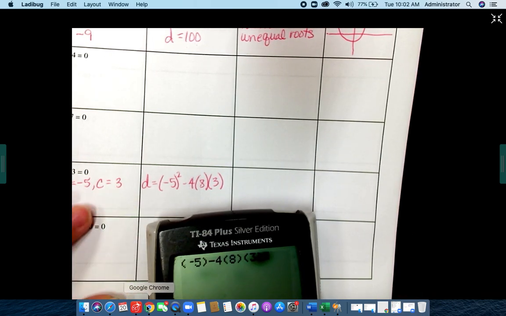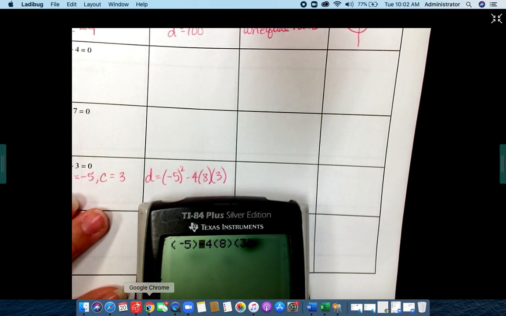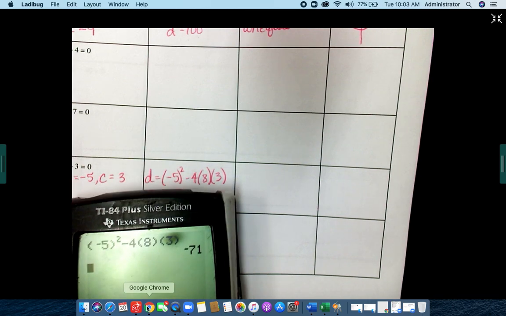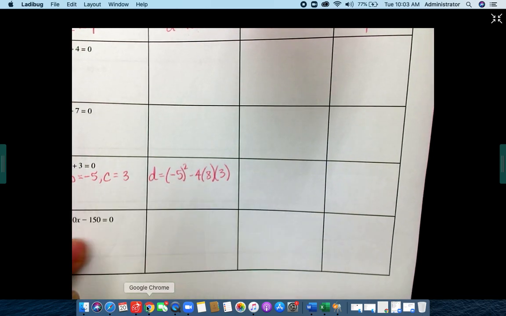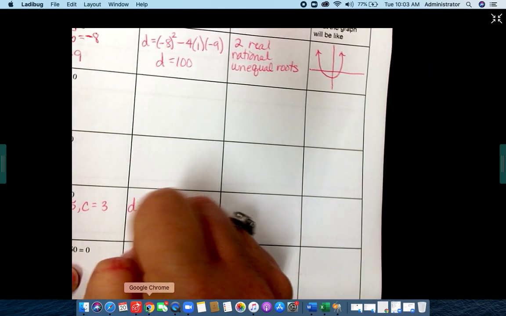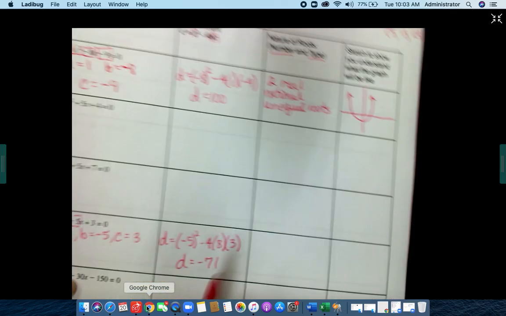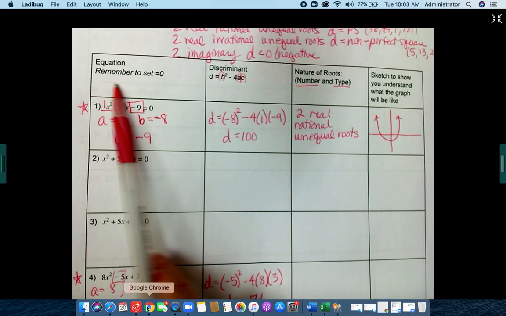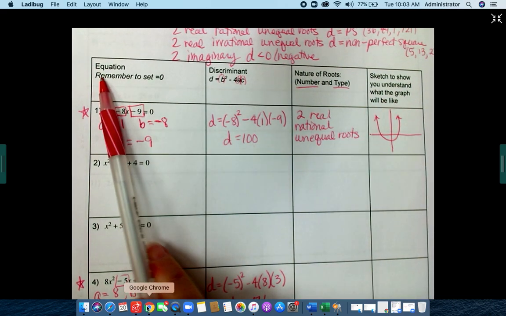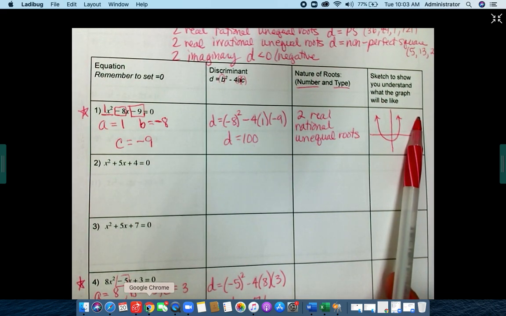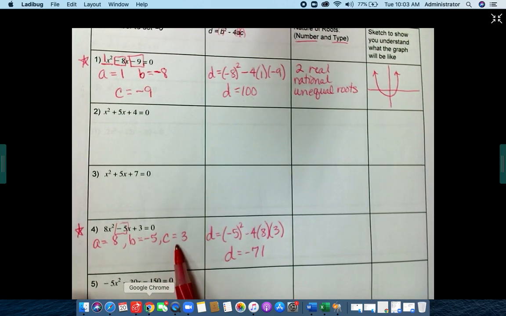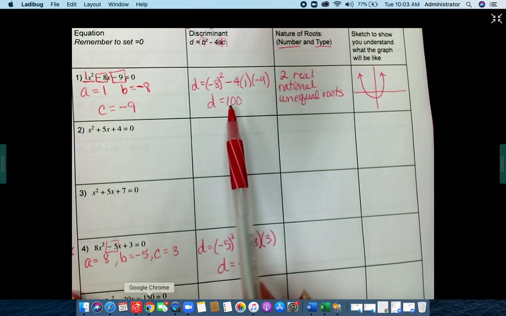So -5. Oops, I forgot my square. And we get -71 this time. So I substituted it, hit enter, have a value of -71. So you can see that even if you're doing this on paper, this is what I need to see. You need to have the table headers so that later on, when you look back through your notebook, you know what you're looking at. You need to have the equation. You need to identify A, B, and C. If I'm writing it down, you should be writing it down.